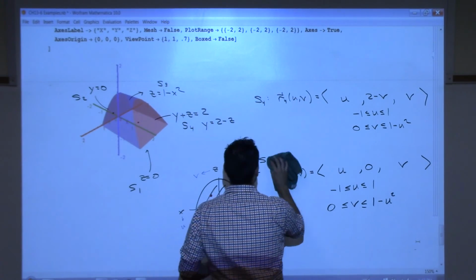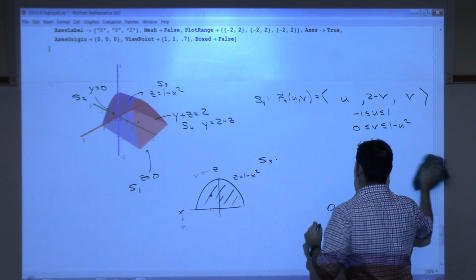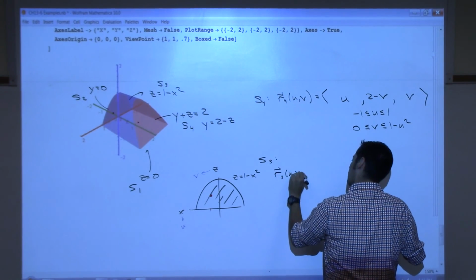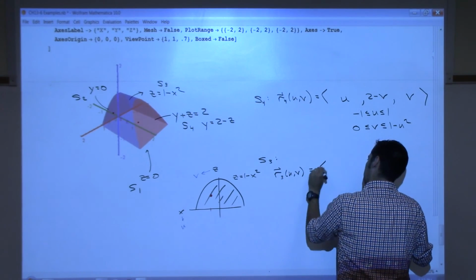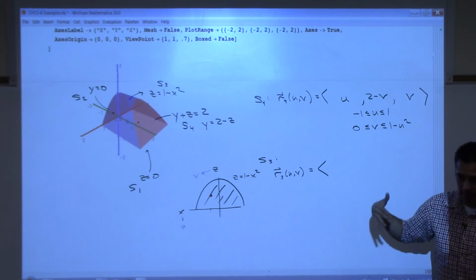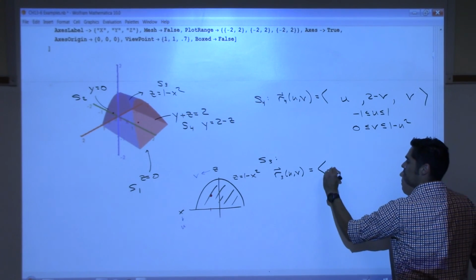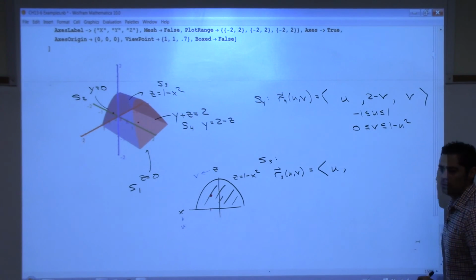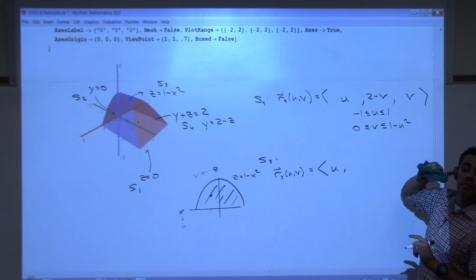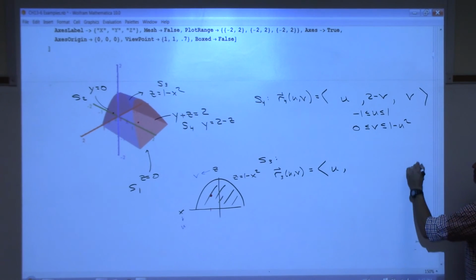So what do you think? You help me out here. S3. Draw me the boundary without any care right now about the y coordinate, the back and forth. How are you going to draw me the boundary? X is u, and Z is v.